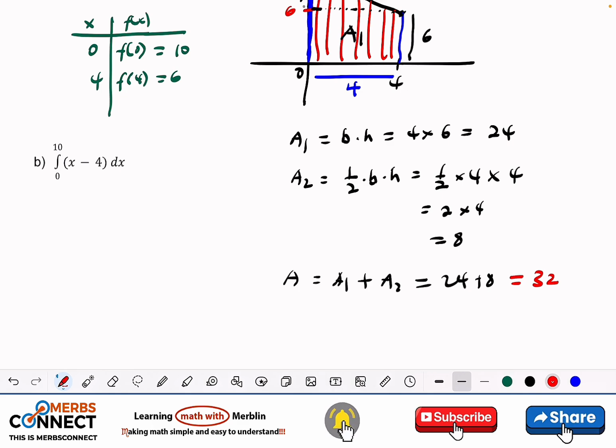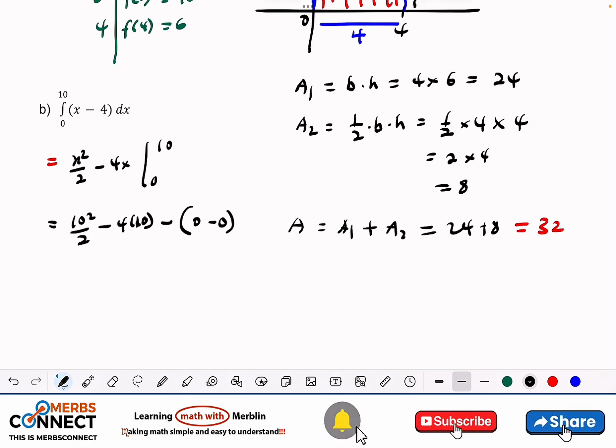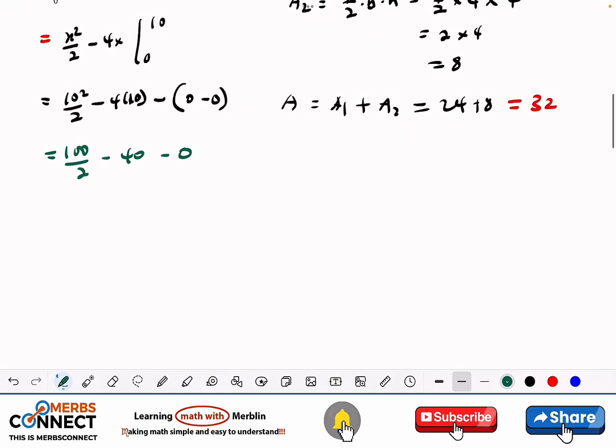So now let's go through the second one here. This is like x squared divided by 2 minus 4x, then from 0 to 10, right? So I'm just integrating this. So plug in 10 squared divided by 2 minus 4 times 10 minus 0 minus 0, and this is going to give us 100 divided by 2 minus 40 minus 0, and this is going to give us 50 minus 40, and this is going to give us 10, right?